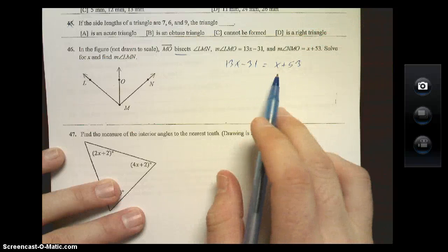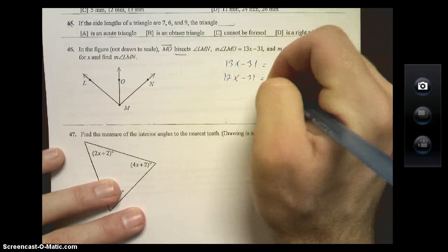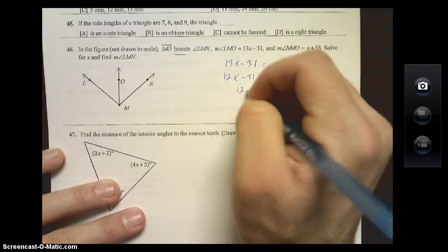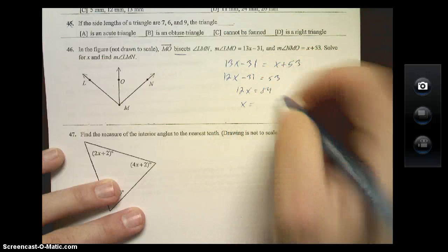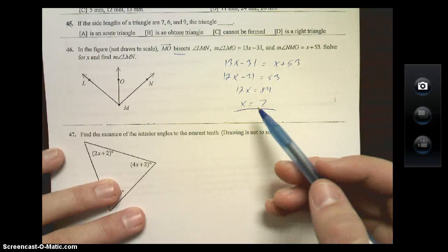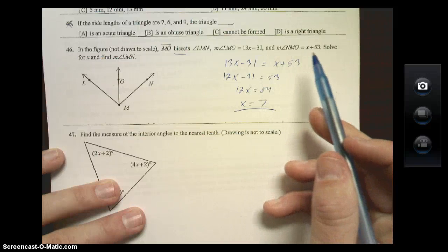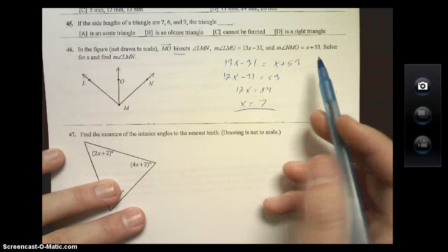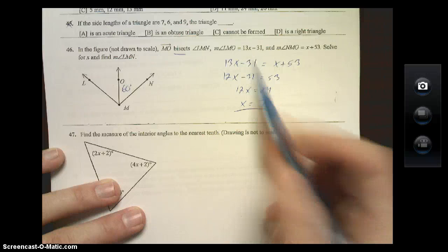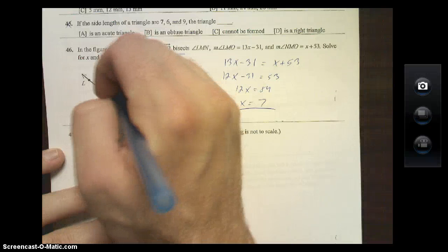All right, I've got to get x's on one side, subtract x over. Okay, now I'm going to add 31 over. 12x equals 84. Divide both sides by 12, x equals 7. From here, you can plug this back in to either one of these expressions. Plug it over here, 7 plus 53 is 60 degrees. So NMO is 60 degrees. I could plug it in over here as well, 13 times 7 minus 31, but because it bisects, I already know it has to be 60 degrees.